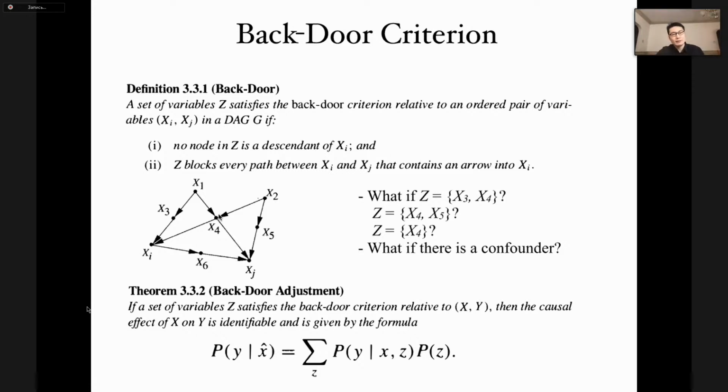So basically, the backdoor criterion is, I should put it this way. Suppose a set of variables satisfy the backdoor criterion, and then the causal effect will be identifiable. So if Z satisfies the backdoor criterion relative to the ordered pair X, Y, then the causal effect of X on Y is identifiable by making use of this formula. And this is the front door criterion.